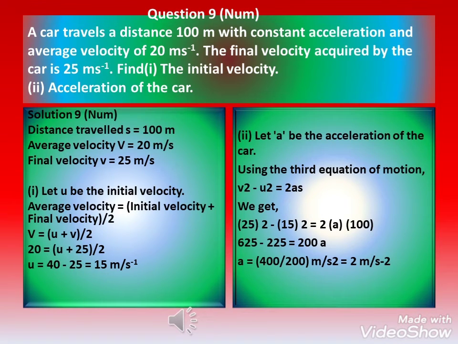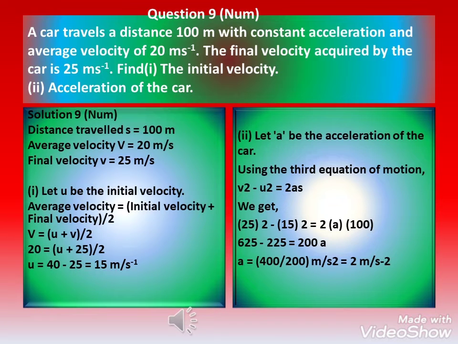Question number 9. A car travels a distance of 100 meter with a constant acceleration and average velocity of 20 meter per second. The final velocity acquired by the car is 25 meter per second. First question, find the initial velocity of the car. And second question, find the acceleration of the car.